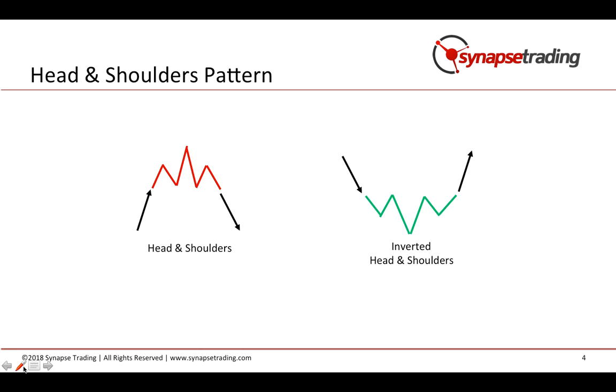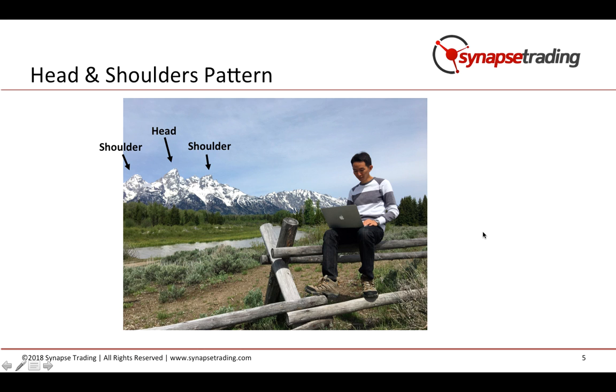You can see that the head and shoulders is a bearish reversal pattern, right? So what happens is it starts up here, and then the price goes down, goes up again, down, and then comes down. It's a bearish pattern because it starts off high and then reverses the uptrend. Whereas the inverted head and shoulders is the other way around. It starts in a downtrend and it reverses the trend upwards. Okay, so this is how the head and shoulders pattern looks.